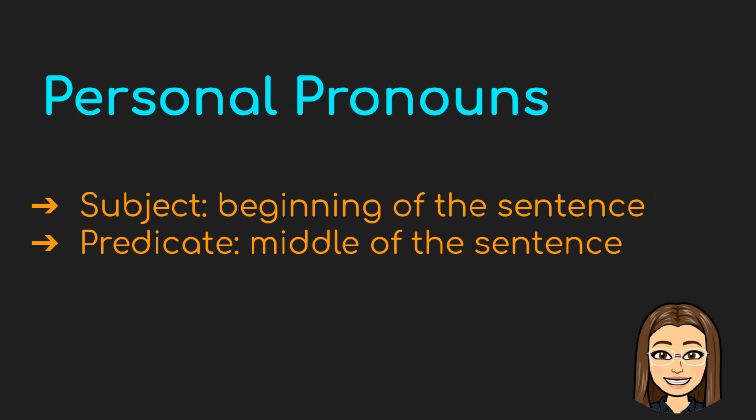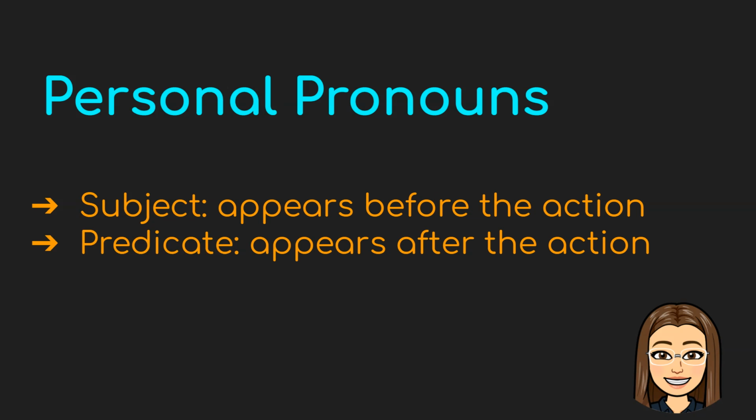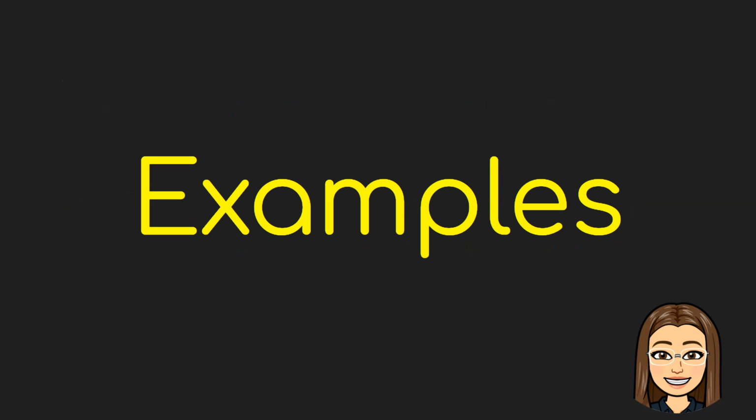Also, subjects can be found at the beginning of the sentence, and predicates can be found at the middle of the sentence. And subjects appear before the action, and predicate appears after the action. Now let's have some examples of personal pronouns.